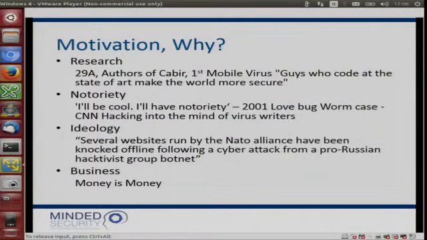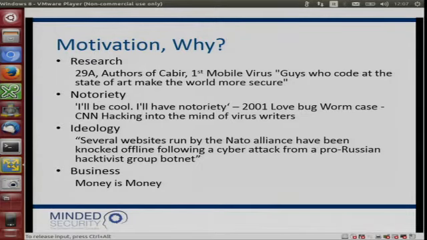The motivation to write malware has changed over time, and we can find four main reasons that authors write malware. The first one was pure research. 29A was a very important virus research group in the 90s. One of the authors wrote Cabir. The author was Vallez. It was the first mobile virus. He made it to prove to the people who coded the state of the art for making the world more secure that it could be done. That virus did nothing else than replicate itself.